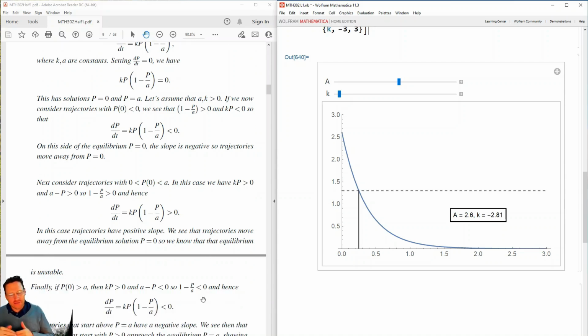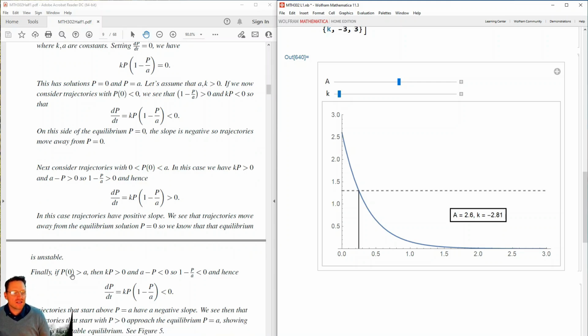Okay, so finally let's look in a different region here. If p(0) is positive, so if our initial population is positive, then what we have is kp is positive and a - p is negative.